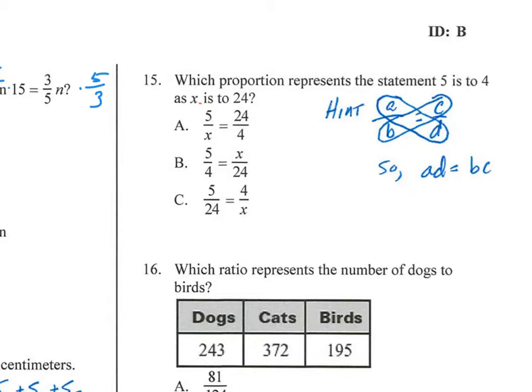They want to know which one of these would be the problem if you were set up 5 is to 4 as x is to 24. So generally, top to bottom, top to bottom. So which of these would be the best one?